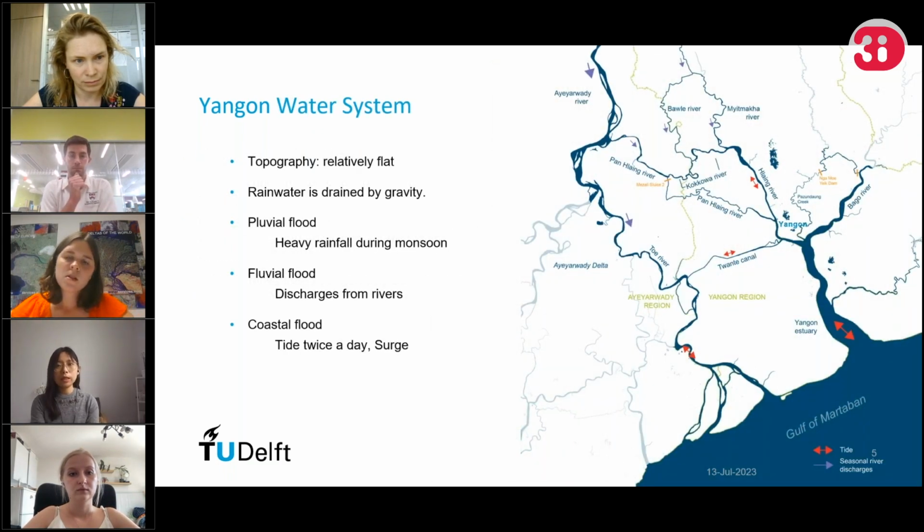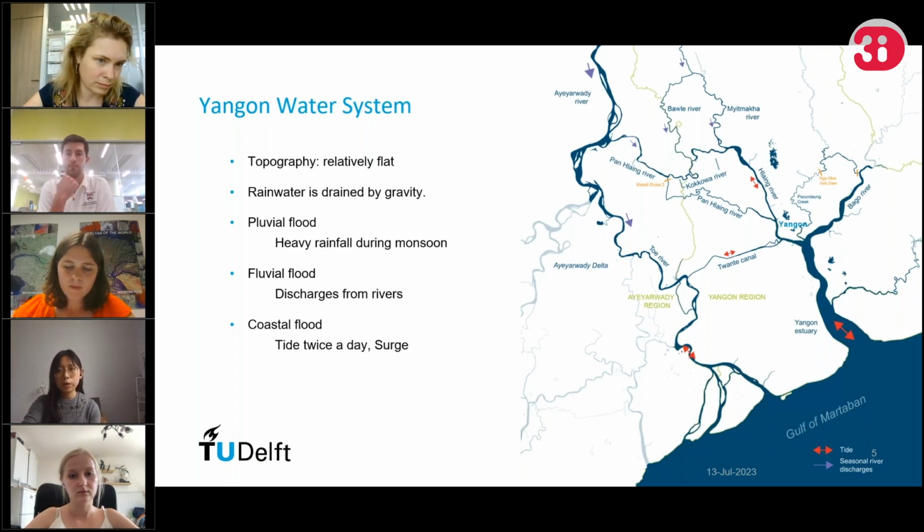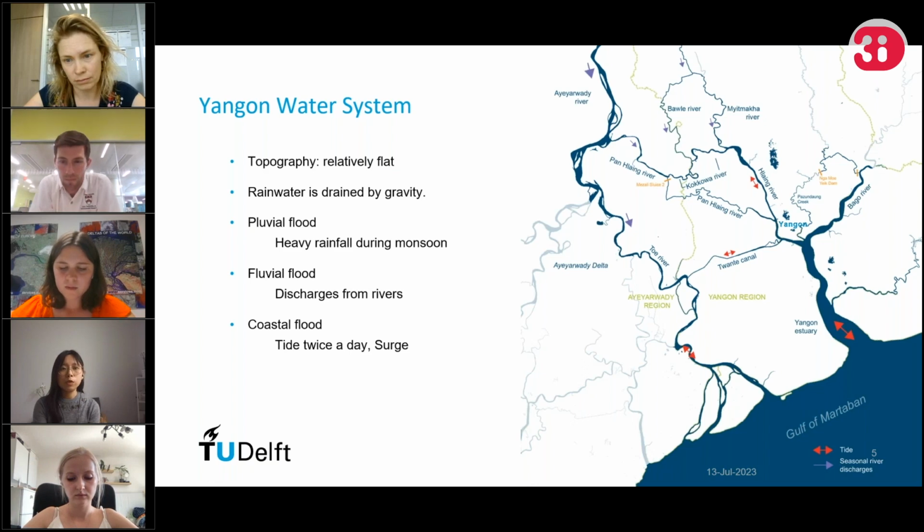If we look at the water system, the topography of the city is relatively flat, and the rainwater is drained by gravity through a network of drains and the rivers. The city is prone to 3 types of flood. First is the pluvial flood, from heavy rainfall during the monsoon season, which is from June to October.